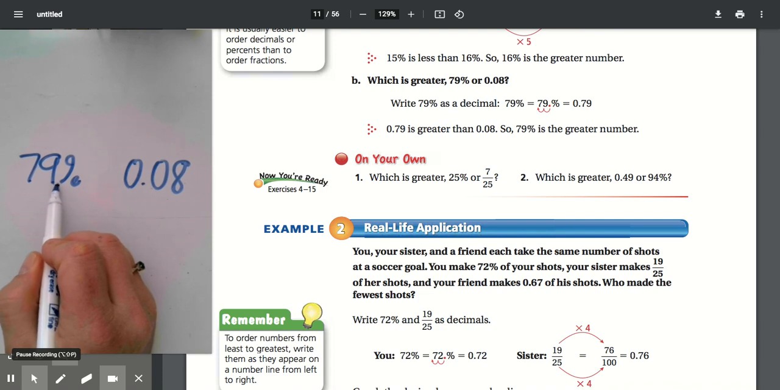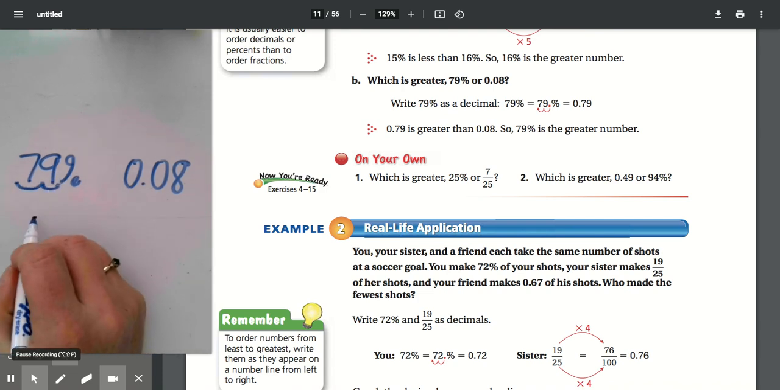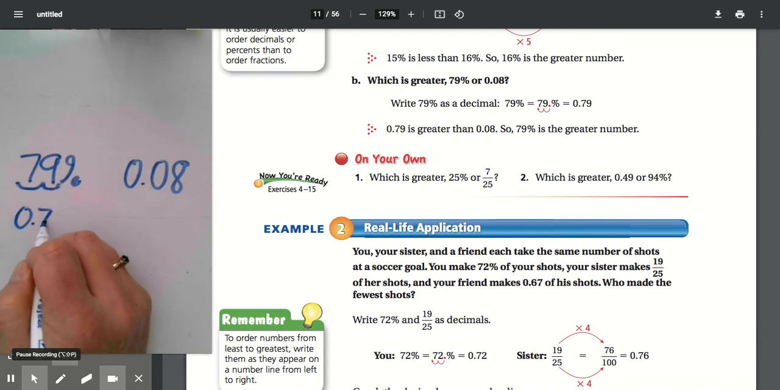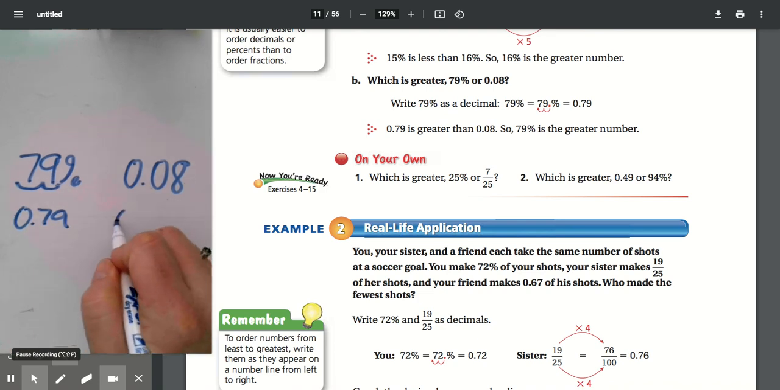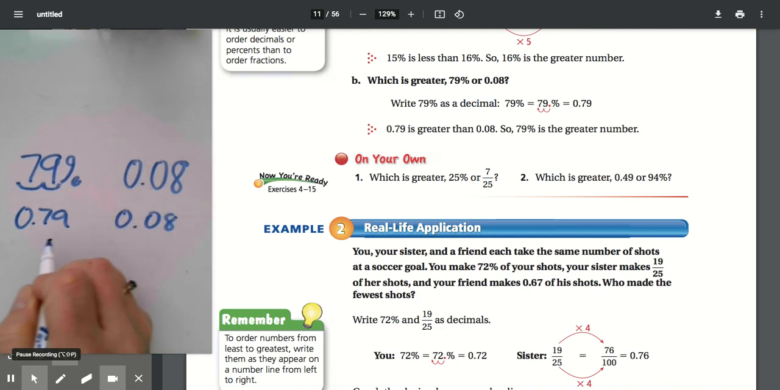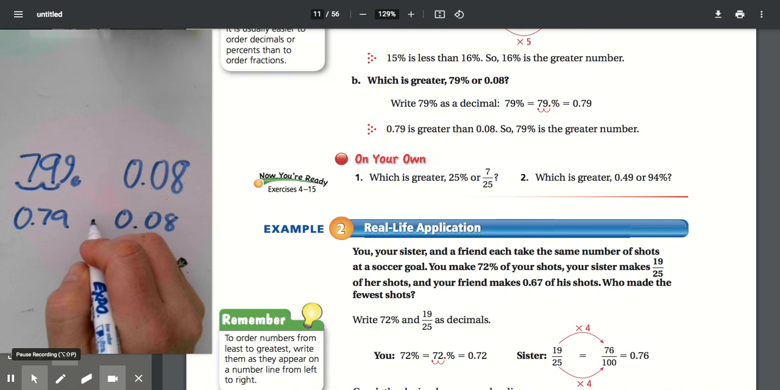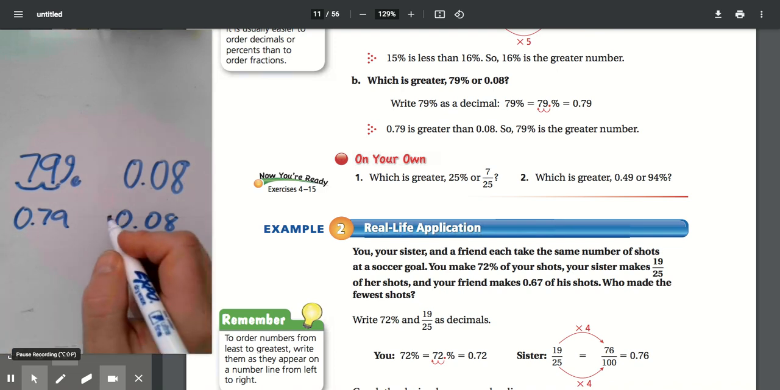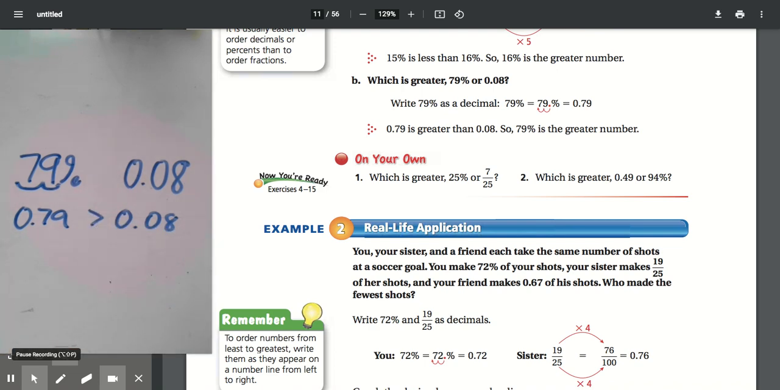So you know, you move it over 2 spots. So this would be 0.79 in decimal form, and this would be 0.08, or 79 hundredths and 8 hundredths. Then when they are in the same form, it's really easy to compare. Okay, so you have to choose the form that is easiest. All right, so there we go.